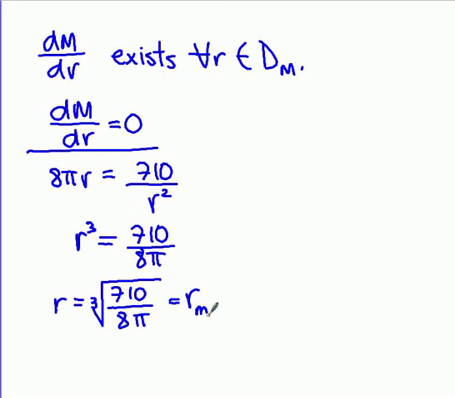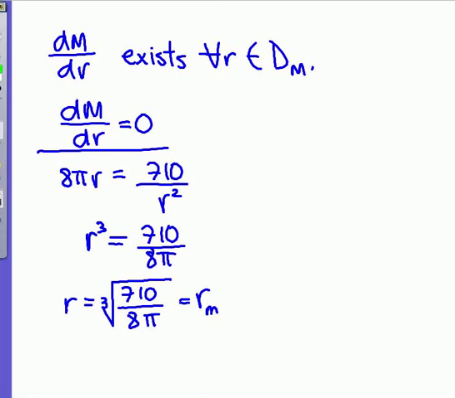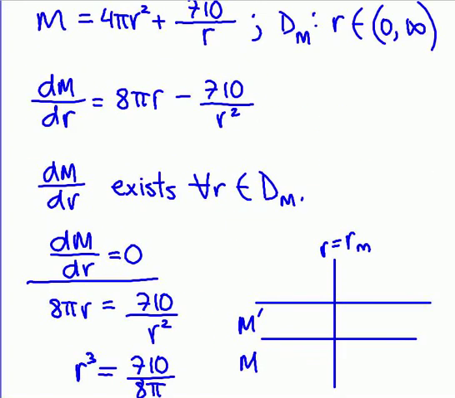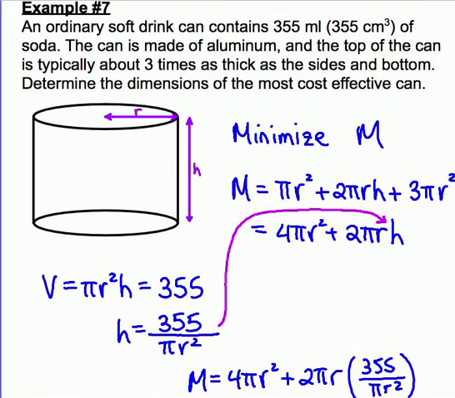And now I can look at a labeled sign chart. Just like in the last example, I want one vertical bar. I always want 2 horizontal bars. I'm going to label the vertical bar with my critical value, which in this case is r equals rm. I'm interested in knowing what happens to m prime and m. And I could work out a number for this and try and substitute values in on either side, but I'm going to do the same trick that I've done a number of times, and that is to consider what happens as the radius goes off to the edges of my domain.